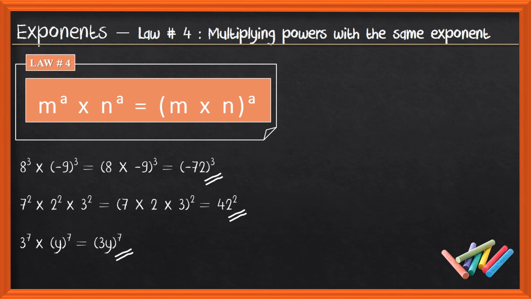Let me re-emphasize the operations involved. Here, we are multiplying powers having the same exponent and we get the result by multiplying the base.